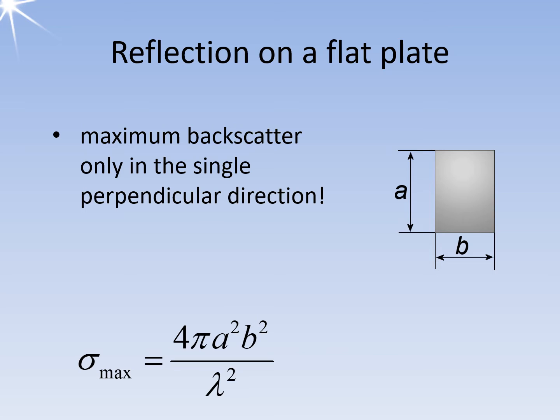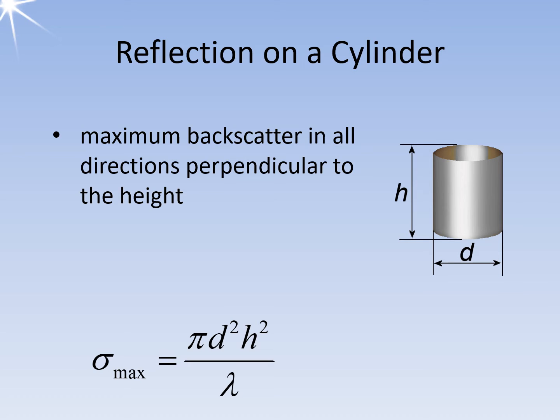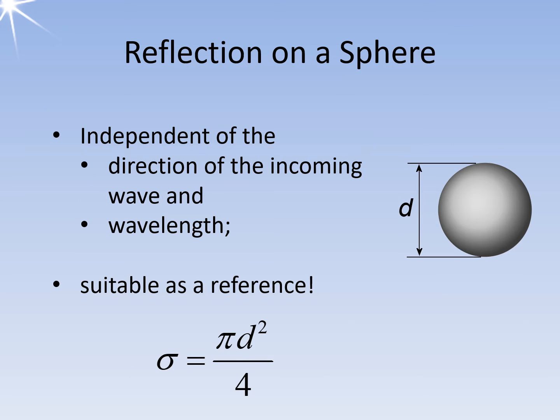A geometrically flat plate can only backscatter in the direction perpendicular to the surface. Reflections from all other directions occur, but they do not propagate back to the monostatic radar. The 4 pi in the equation arises because a sphere is defined as a reference. A cylinder has the advantage over a simple plate that a backscatter can now be received in an entire plane perpendicular to the height. With a sphere, it does not matter from which direction it is illuminated. It offers identical conditions in all directions.